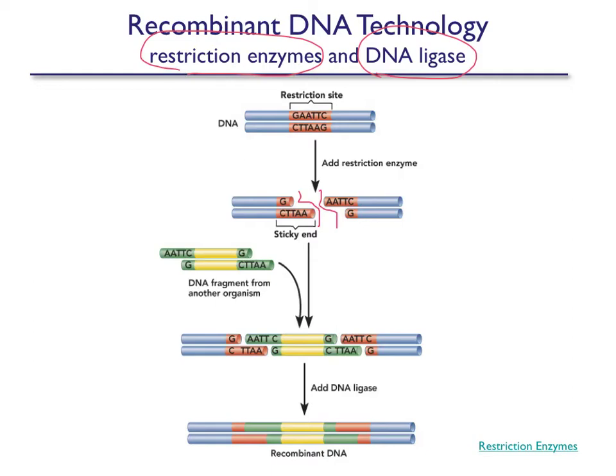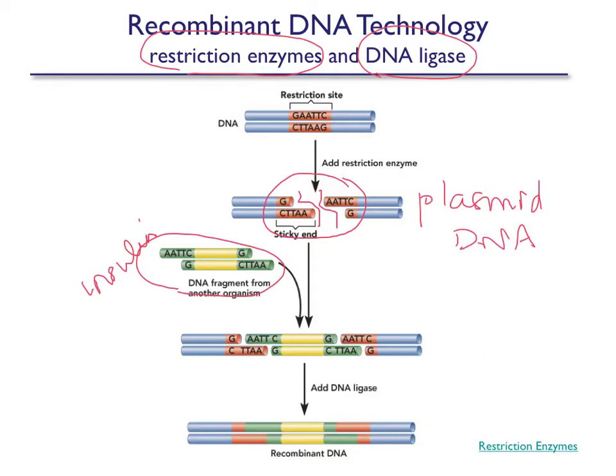What you're able to do is then cut the human insulin gene with a particular restriction enzyme, and cut the plasmid DNA from the bacterial cell with the same restriction enzyme. In doing so, it creates these compatible sticky ends. For example, this right here would be the insulin gene, and this right here would be the plasmid DNA.